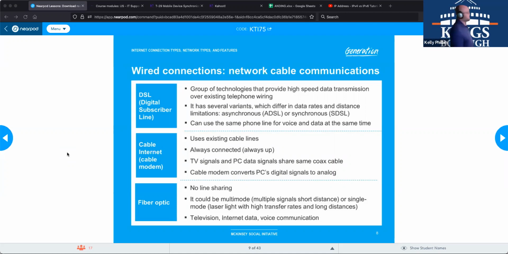Back in the late 90s, so this is over 20 years ago, if you broke a fiber optic line, it would cost you $2,000 a minute until that line was back up and running.